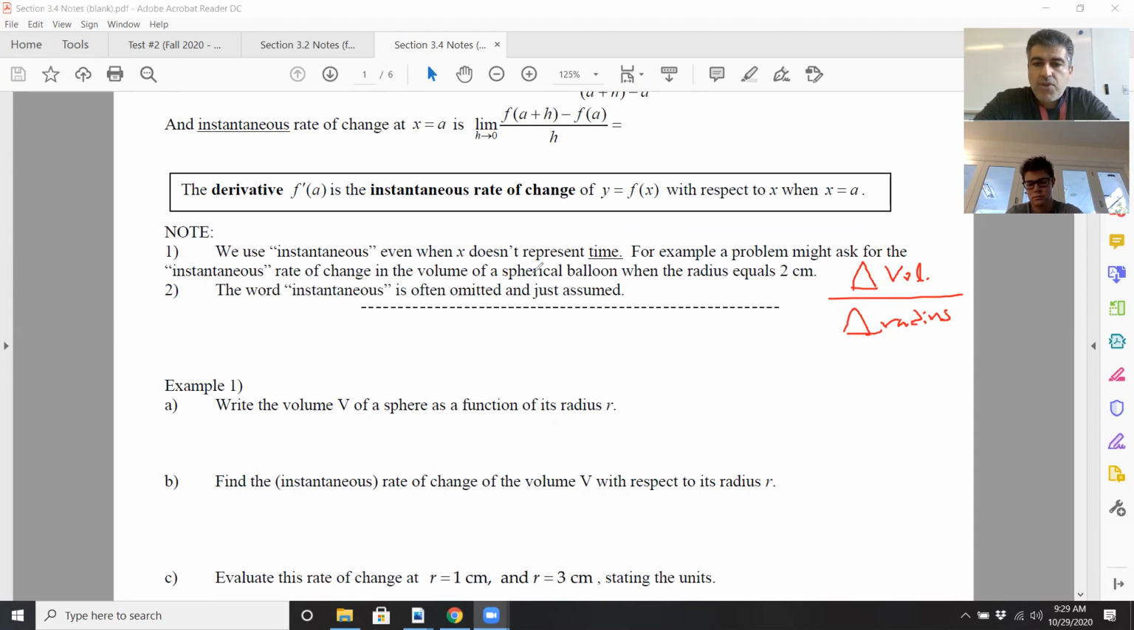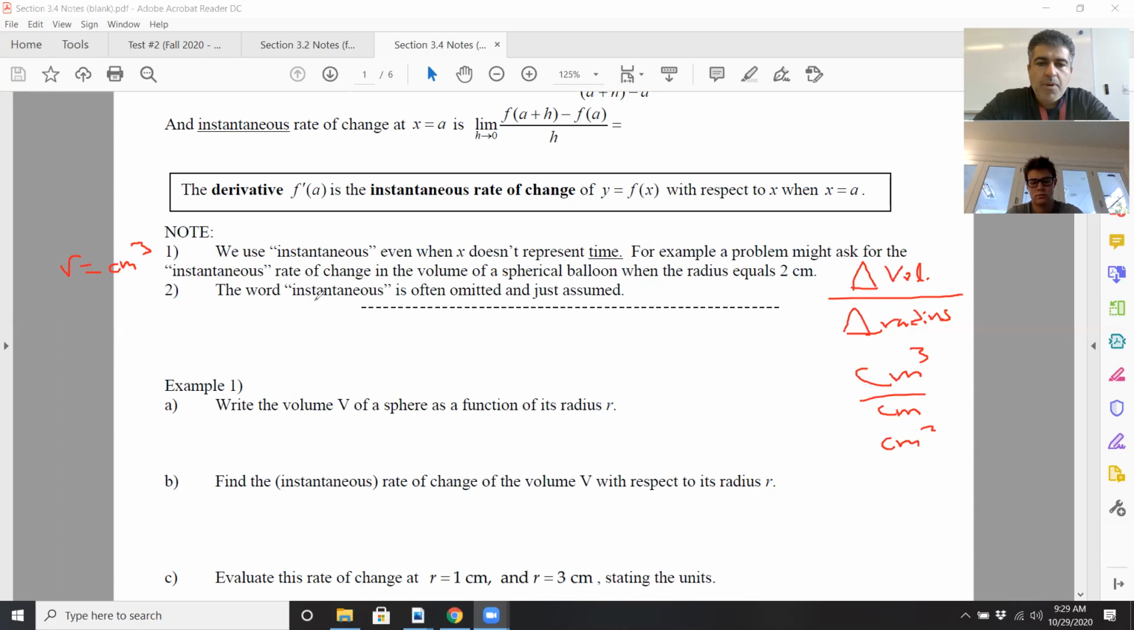And volume, as you should know, is in cubic units, like cubic centimeters, for example, if we're using centimeters for the radius. So your units would be the change in cubic centimeters per centimeter change in radius.